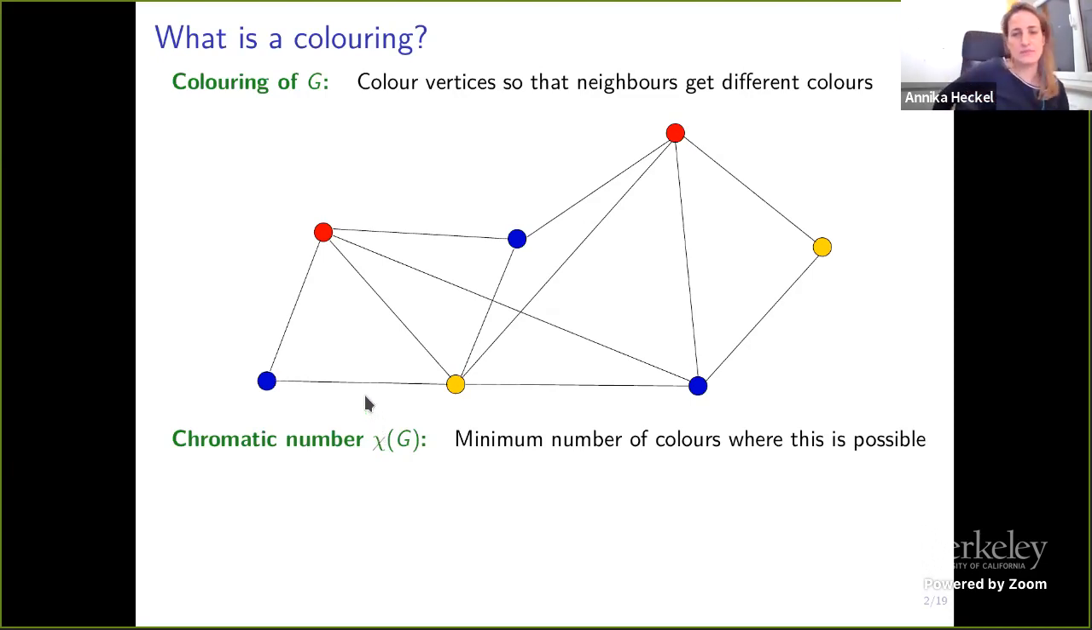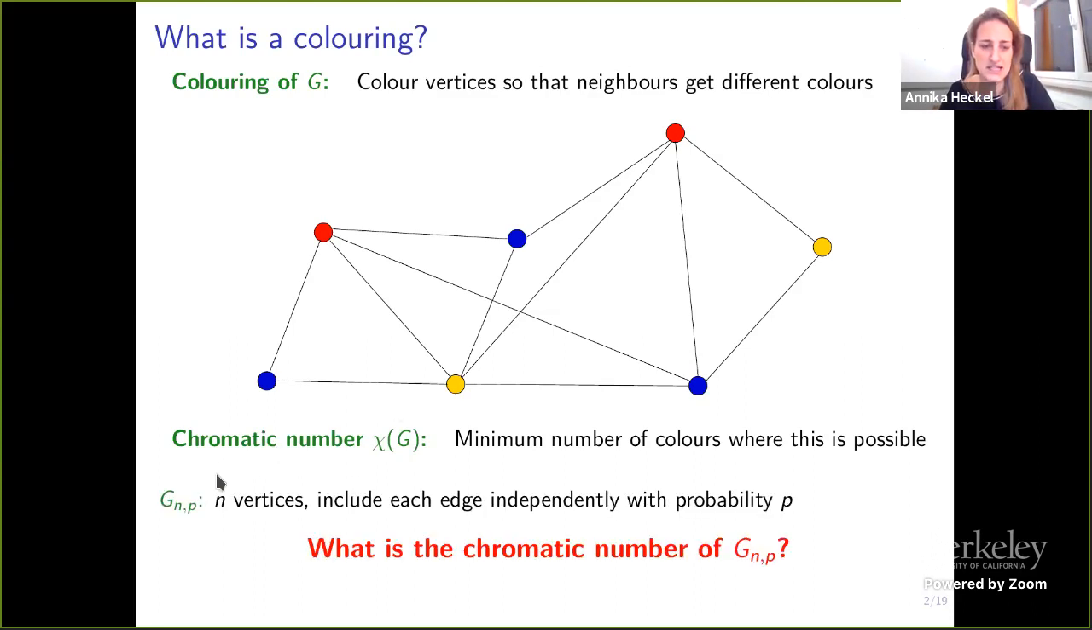Now by a random graph, I just mean the standard Erdős-Rényi random graph G(n,p), where we have n vertices and include every edge with probability p. And the question of the chromatic number of G(n,p) has been around almost as long as G(n,p) has been around. It was already raised in the foundational papers by Erdős and Rényi, and so there are lots and lots of papers on this topic.